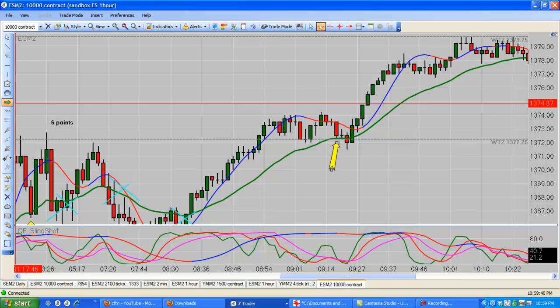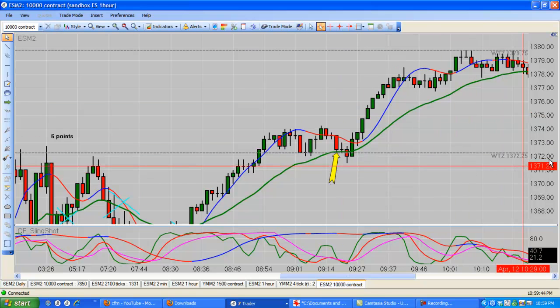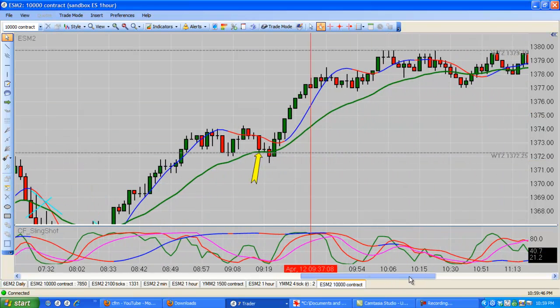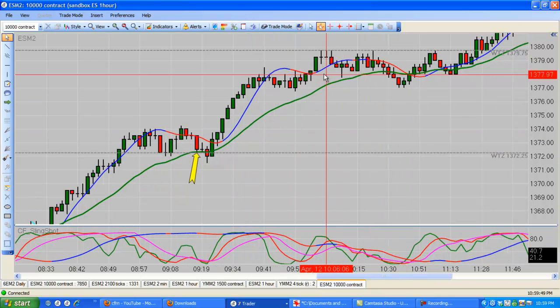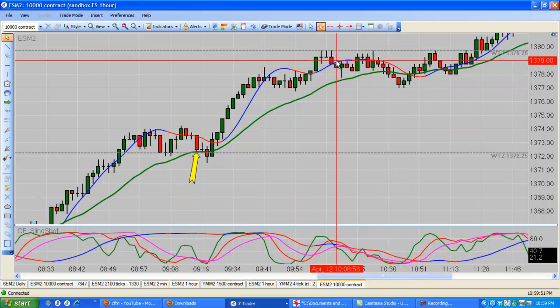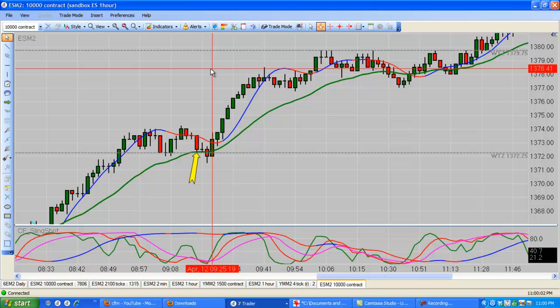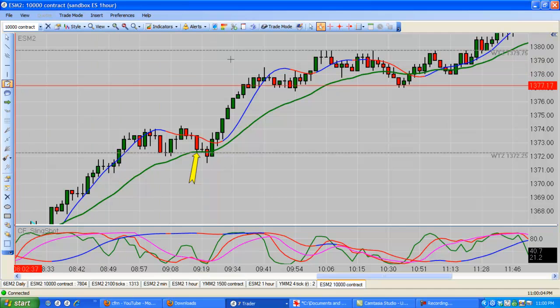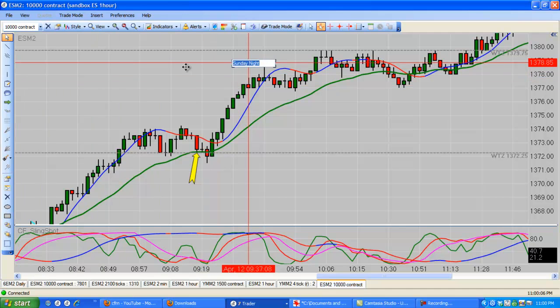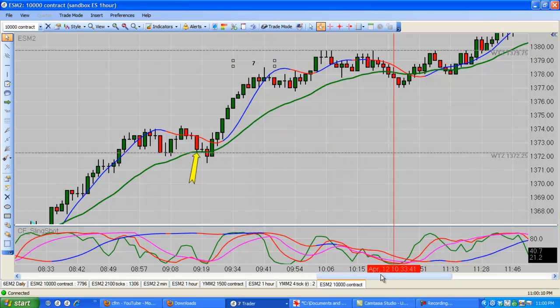The entry is right there at 72.25. And the initial rally takes us to 79.75. 79.75 minus 72.75 equals 7 points. 7-point rally. Okay.